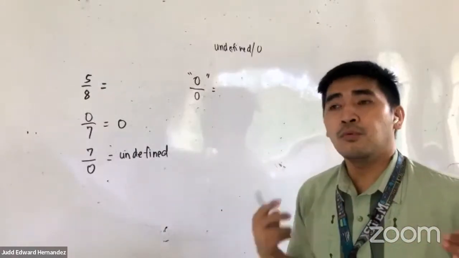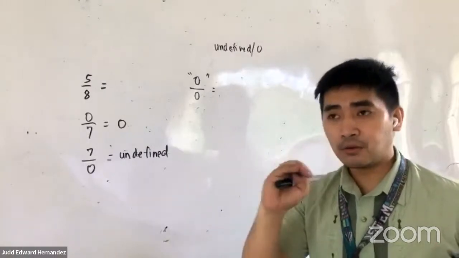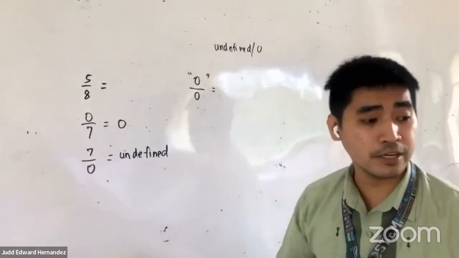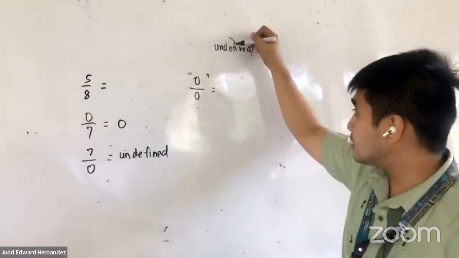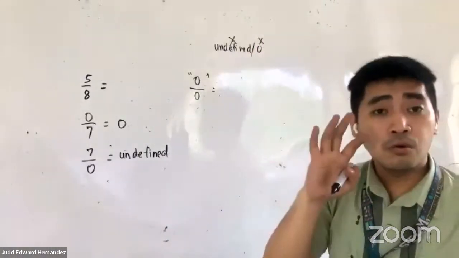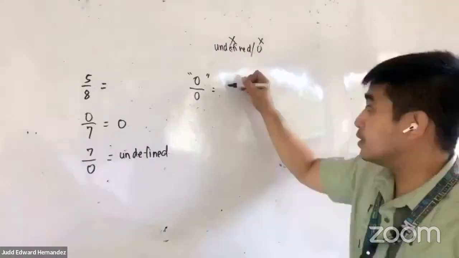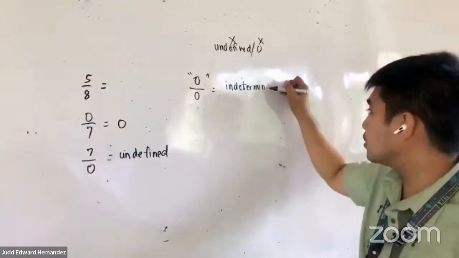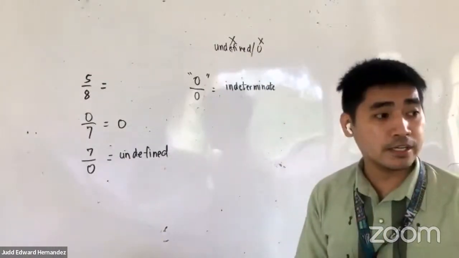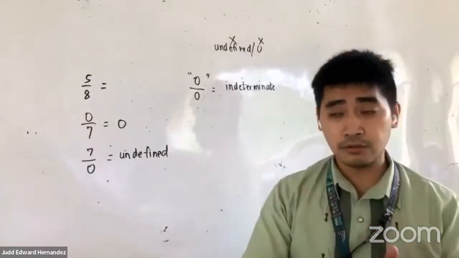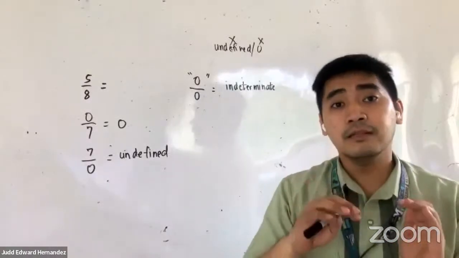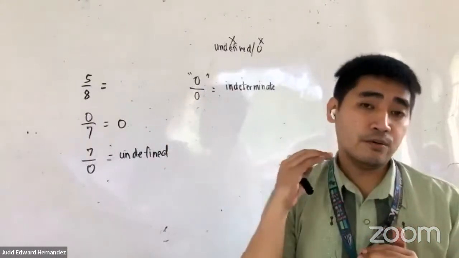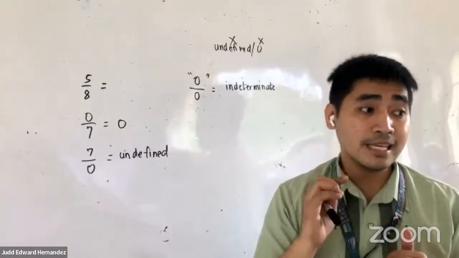Always remember that in basic calculus, starting today, when your end equation turns out to be 0 over 0, we will not anymore be calling this as undefined or 0. What we will be calling this is what we call as indeterminate. Okay? There is a word that best describes 0 over 0, and that is indeterminate.